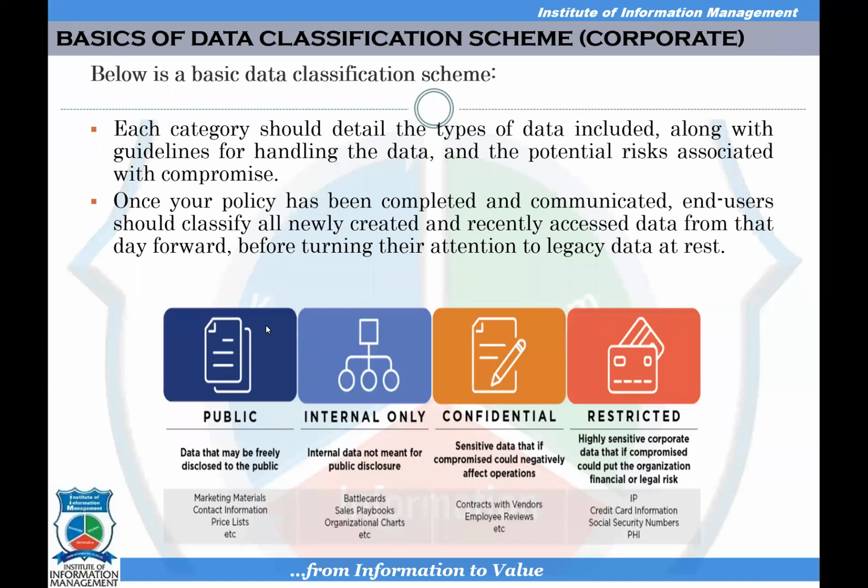When you get email from embassies, from governments, you will see that kind of confidential information, which is sensitive data that, when compromised, could negatively affect the operations of the organization. Contracts with vendors and employee reviews can be part of that. And then you have the restricted information. This is highly sensitive corporate data that, even if compromised, can put organizations at financial or legal risk.